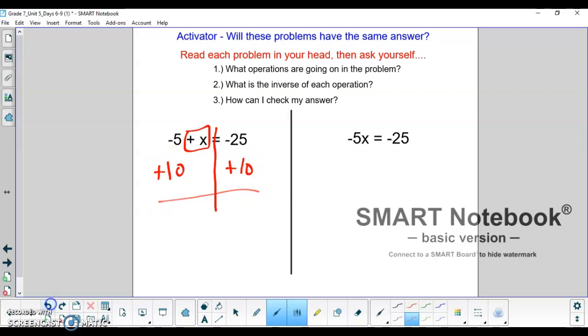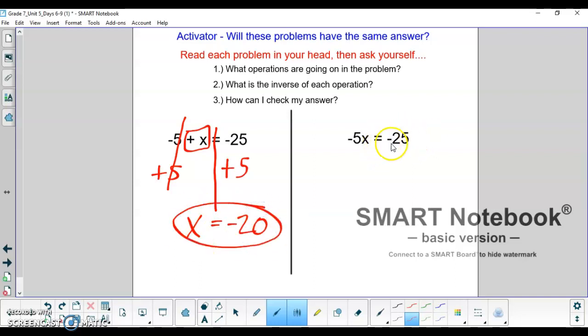Oh, not add 10, sorry, add 5. I don't know where I got the 10 from. We're going to add 5 to get rid of the negative 5. And whatever I do to one side, I do the same thing to the other. And then I would go in my Desmos calculator, negative 25 plus 5 is going to be negative 20.